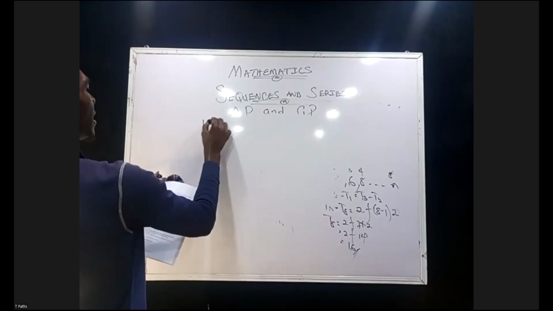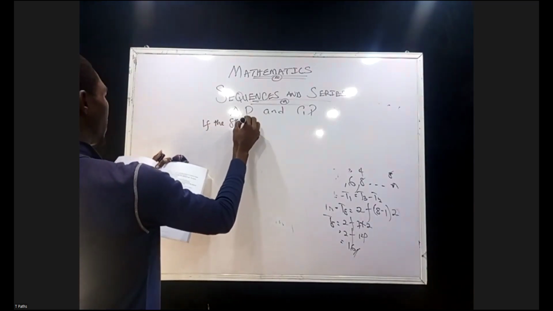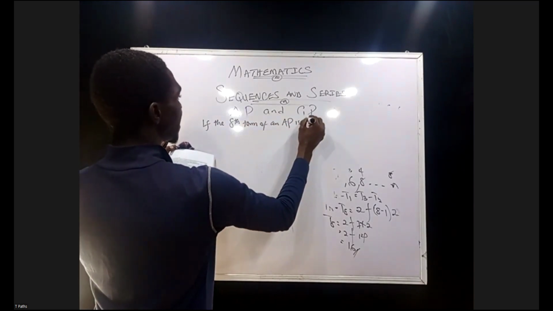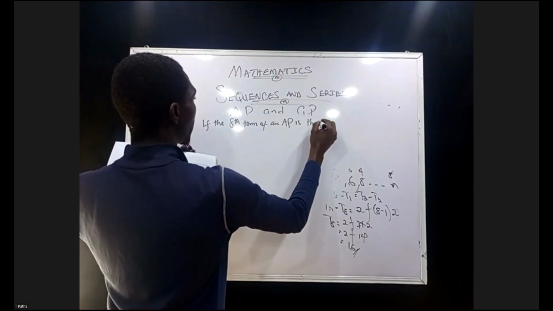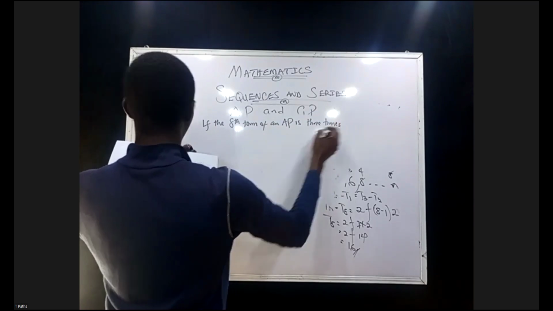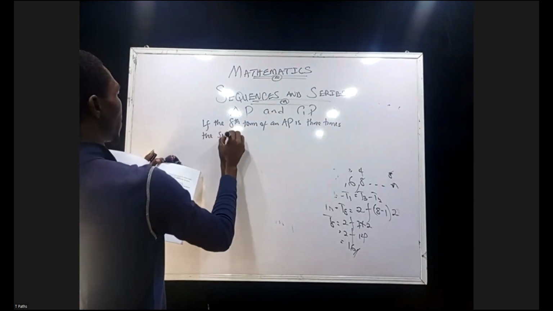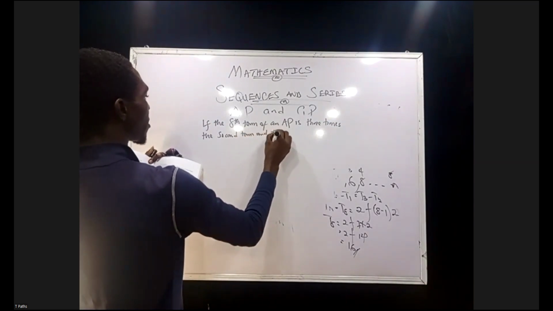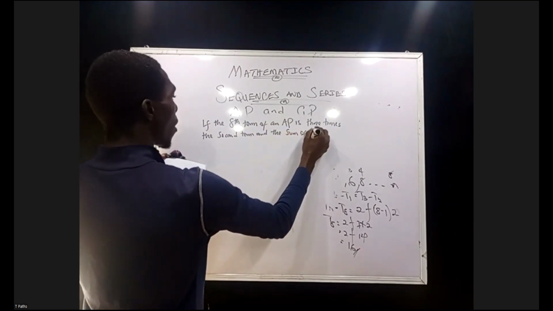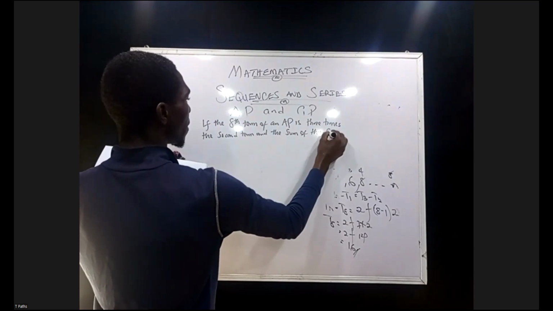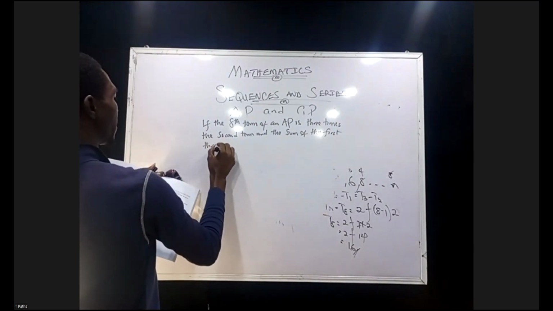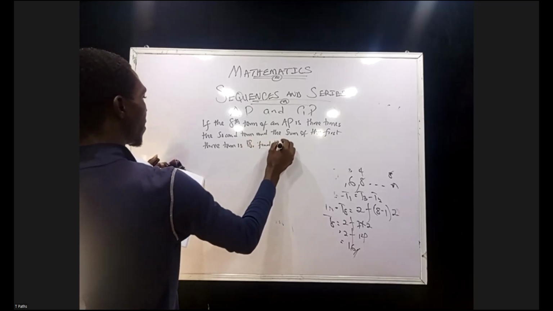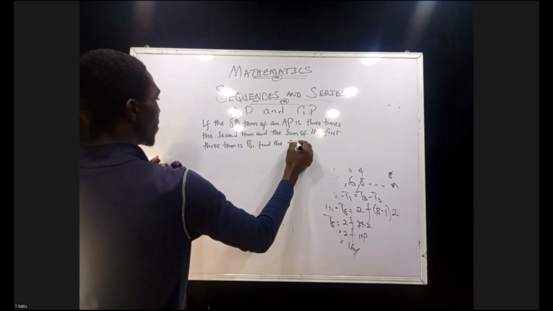It says, if the 8th term of an AP is 3 times, I love this question, it's 3 times the second term, and the sum of the first three terms is 18, find the first term of the AP.